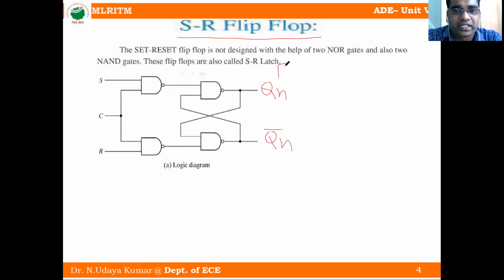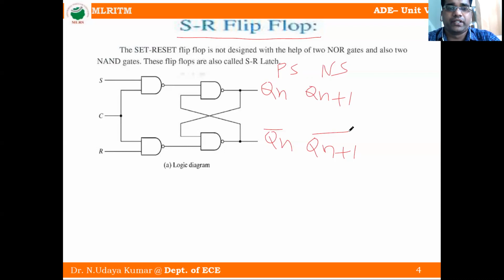This is the present state. We don't know what the present state is, either 0 or 1. Qn plus 1 is the next state, and the next state complement is Qn plus 1 bar. How many combinations do we have here? With S and R, we get 4 combinations.